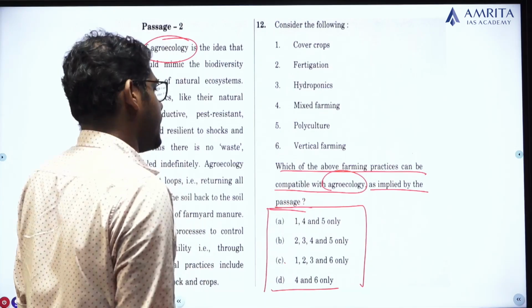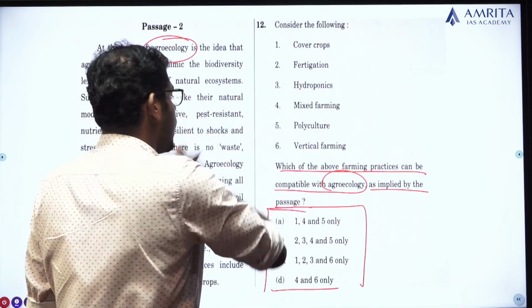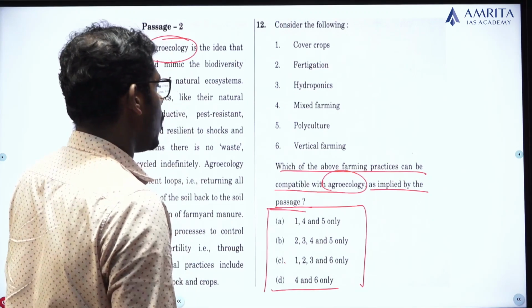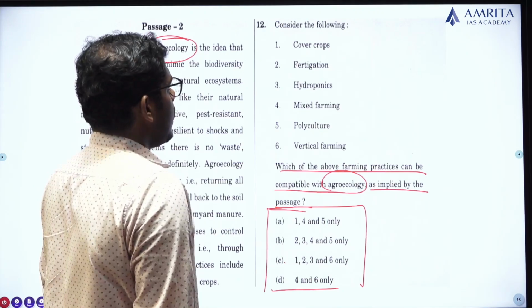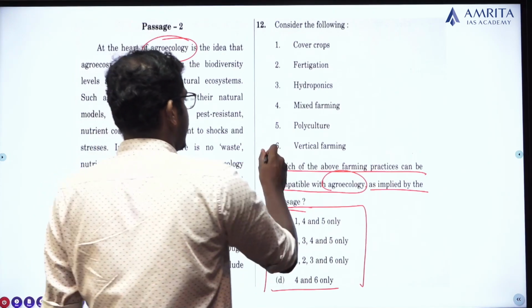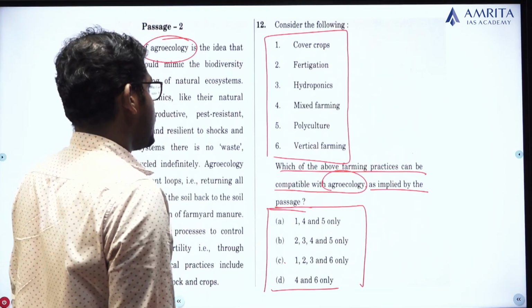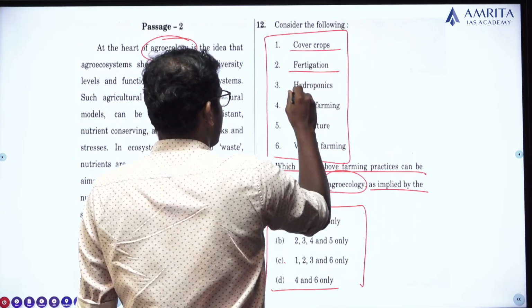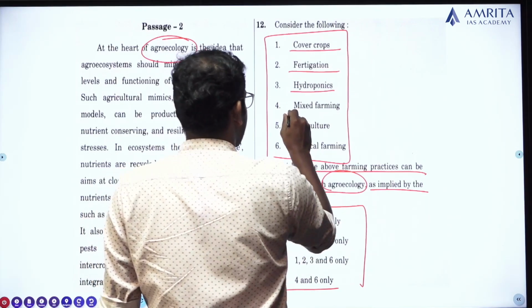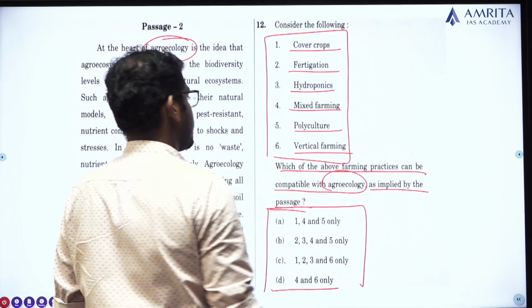Maximum 4 options can be correct. So 2, 3 or 4 options are only correct among all the 6 options. Okay. Now look at the practices. The first one is cover crops. Second one is fertigation. Third is hydroponics. 4 is mixed farming. 5 is polyculture, 6 is vertical farming.